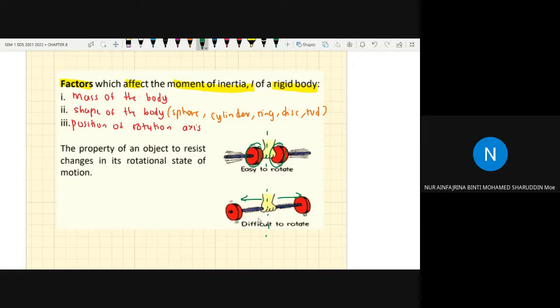So literally, what is moment of inertia? Moment of inertia adalah the property of an object untuk resist what? Resist changes in its rotational state of motion. So definition dia lebih kurang macam inertia in translational motion. Cuma bezanya sekarang dia adalah moment of inertia sebab kita kata dia tengah rotate. Okay, I repeat. So moment of inertia ni apa benda? Dia adalah the property of an object untuk resist the changes waktu dia tengah dalam rotational state of motion. Okay, boleh faham tak?